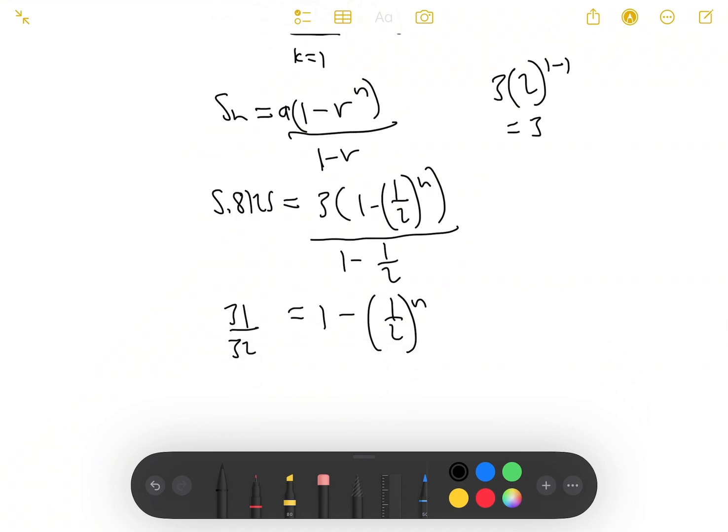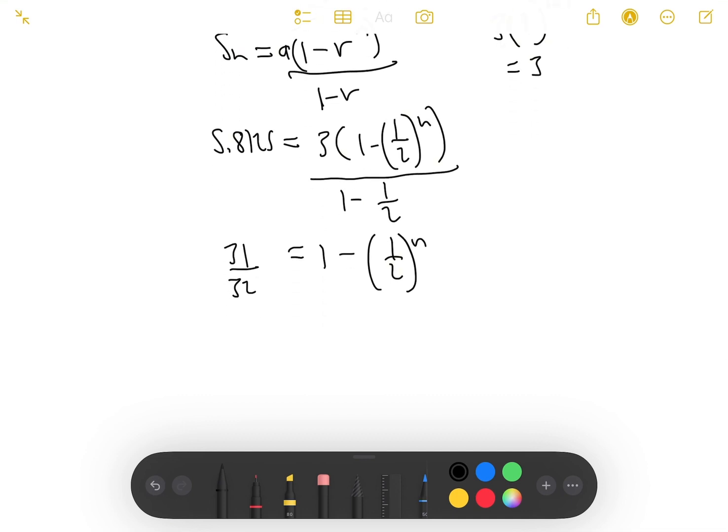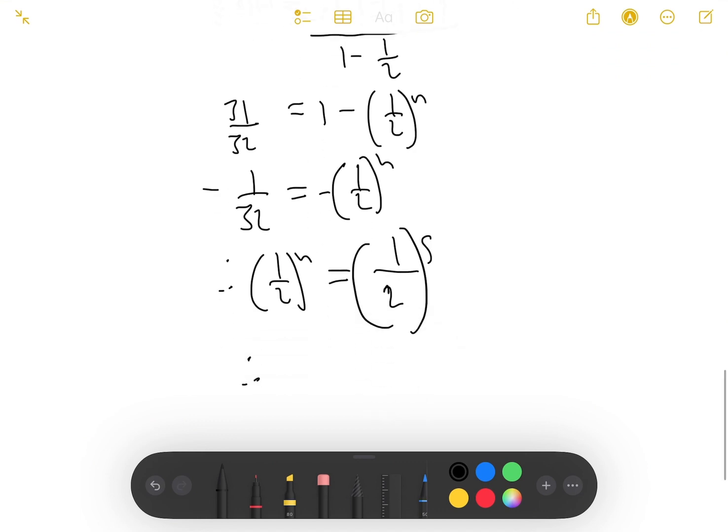And then from that, when we transpose the 1, the whole thing becomes negative 1 over 32, all equal to negative half to the exponent n. Therefore, we can divide both sides by negative, and you get positive. Half to the exponent n is equal to 1 over 32, and we know 32 is equal to 2 to the exponent 5. Therefore, from this we know that n is equal to 5.